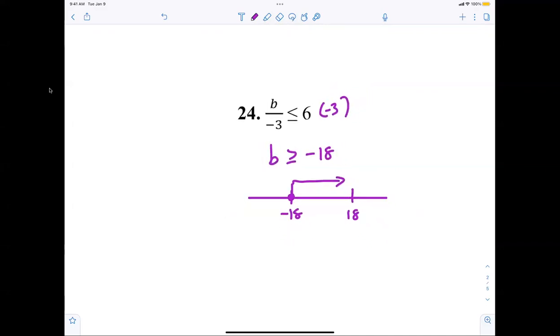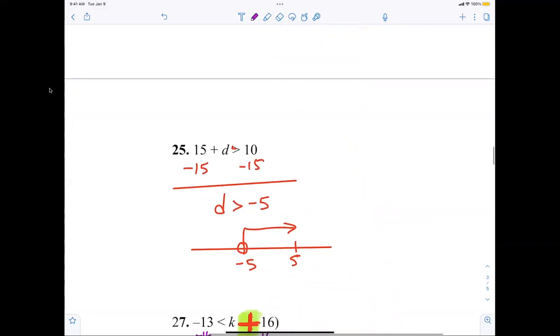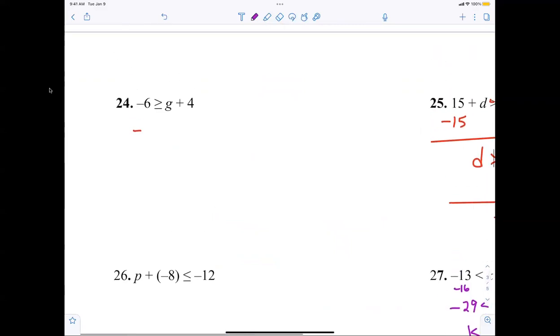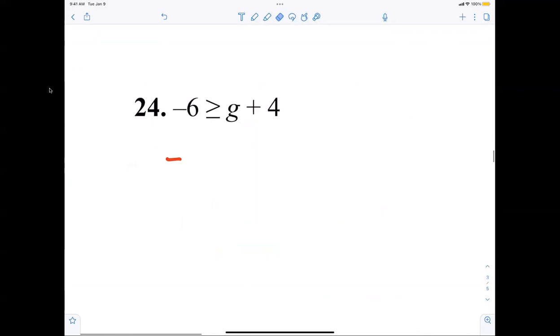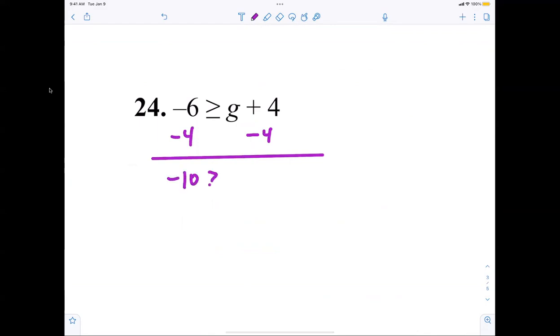All right, number 26. Graham, which one? Or I'm sorry, the second number 24. What do I have to do? Subtract 4 from both sides. Negative 10 is greater than or equal to G. And you gotta flip it, so G is less than or equal to -10.